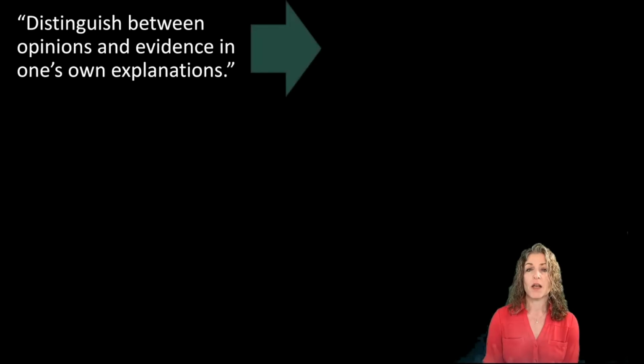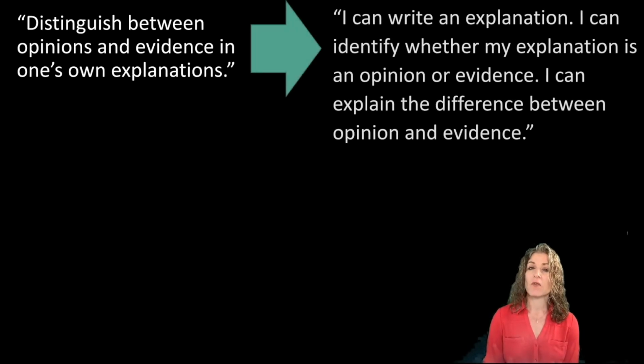Here's an example from a K through 2 grade level. Distinguish between opinions and evidence in one's own explanations. Change this to, I can write an explanation. I can identify whether my explanation is opinion or evidence. I can explain the difference between opinion and evidence. Notice that you may need to use several shorter or simpler sentences to replace the complexity of curricula designed for teachers to read and use.